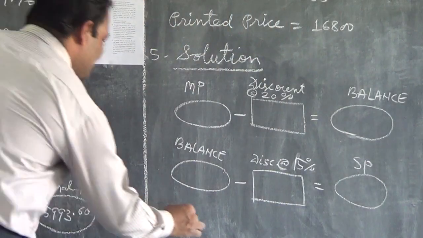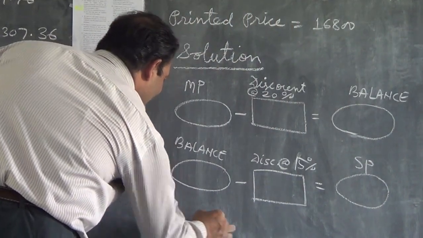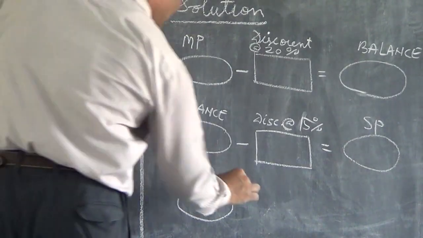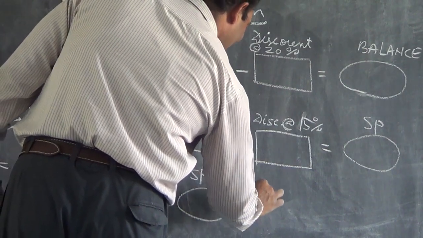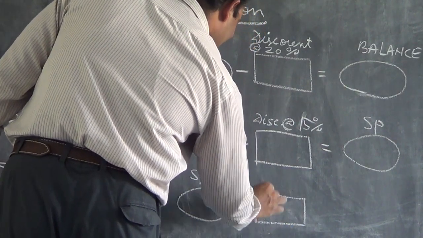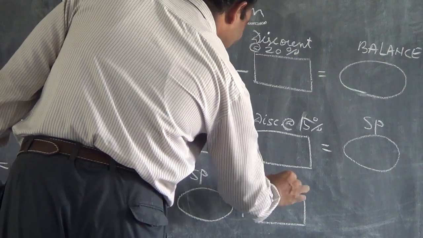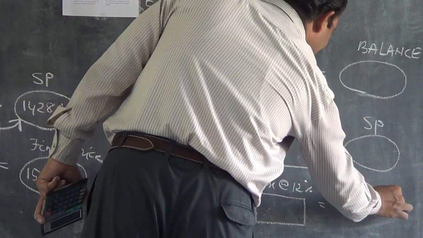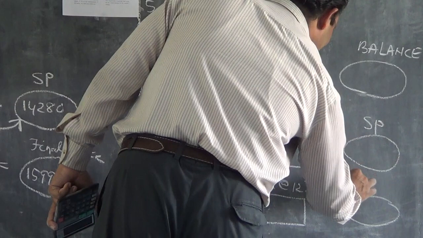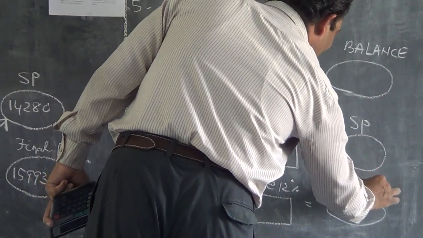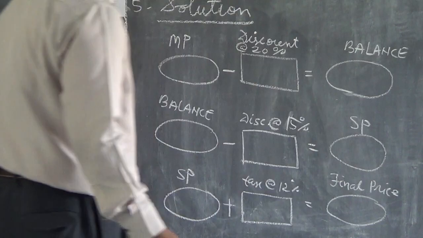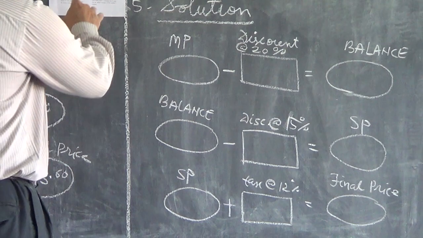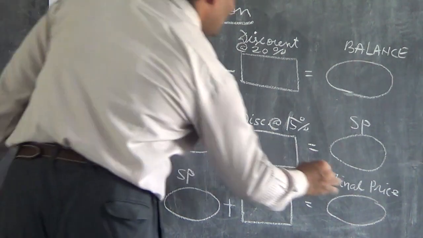And on that SP, we have to calculate the sales tax at 12%. So sales tax is to be added. So here I will write tax at 12%, and that will give us the final price. This is the model. So the model is ready here. Final price is given, 9139.20.